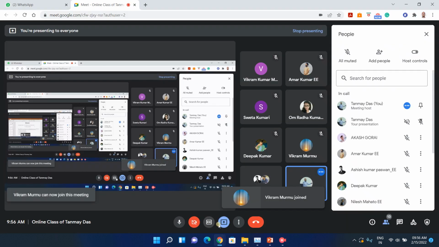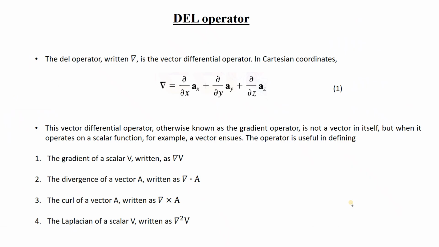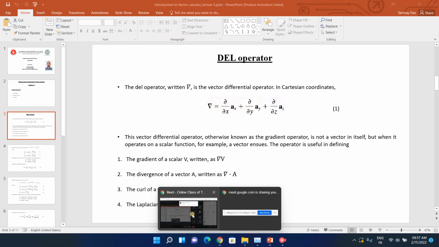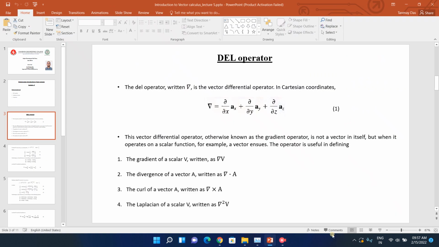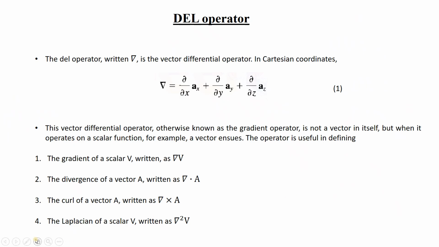Talking about the operator now. In the case of scalars, you know that we perform differentiation, integration and all these things. In vectors also we can do the same thing. But generally we can perform a differentiation or a derivative. A derivative operator which is used on a vector is called the del operator.